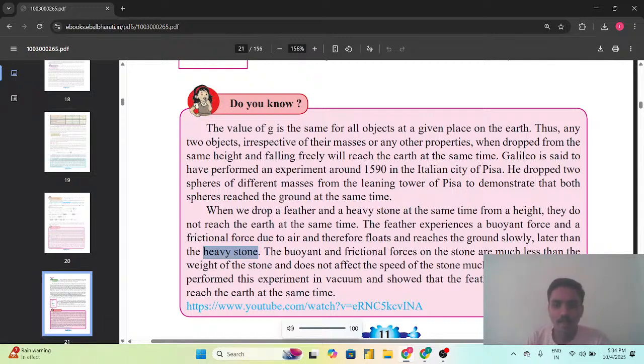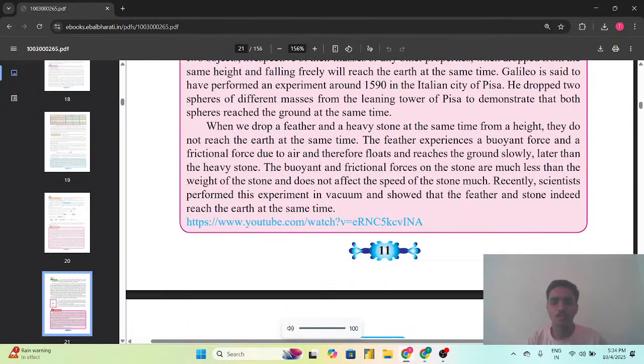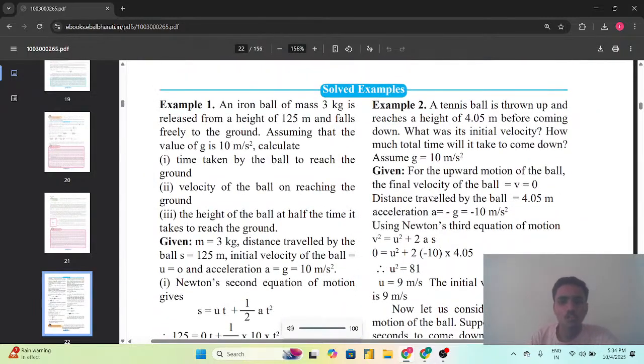Recently, scientists have performed this experiment in a vacuum. If we neglect the air and perform the same experiment in a vacuum, as there is no presence of air, we can see that the feather and the stone will reach the surface of the earth at the same time. Here is the link where we can watch the video related to that experiment. So here we have two solved examples.